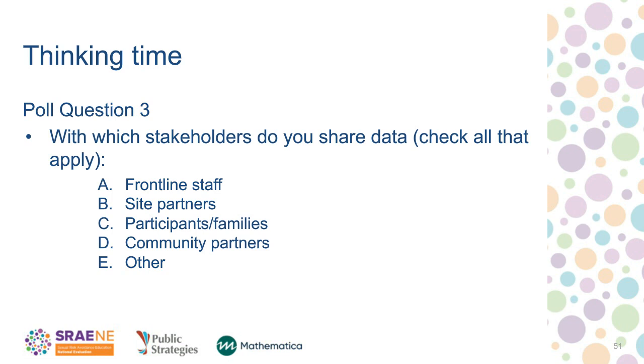Okay, not to rush everybody, but just so we get through. So 100% share with frontline staff, which is great. And then the next biggest one is community partners. So 3/4 of you are sharing your data with community partners, sharing progress that your program is making.